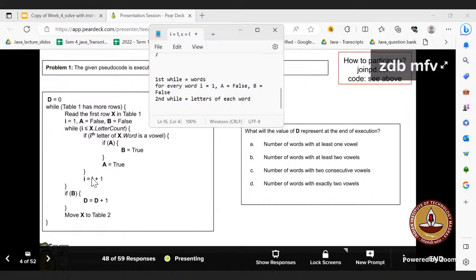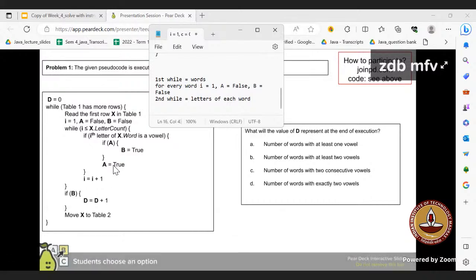What if the fifth letter is a vowel? If the ith letter of x.word is a vowel, then if A is equal to true only, because we have not set it to false again. After seeing two vowels in your word, have you set it to false again? After seeing just a vowel, have you set it to false? No. Nowhere are you making it false.